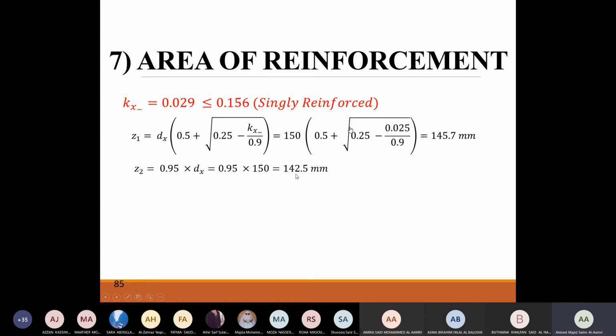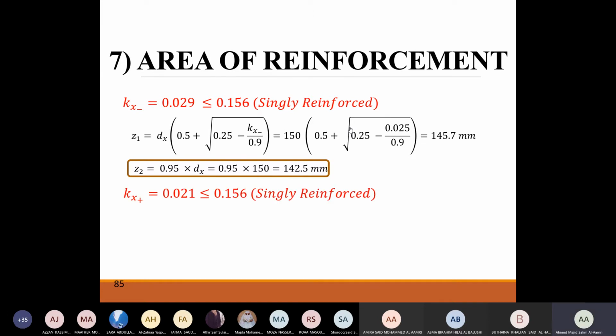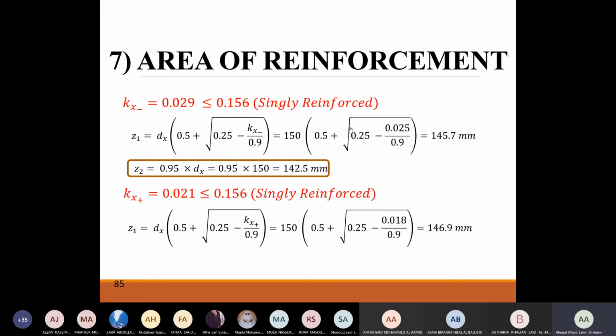Now we said which one to choose. Are we choosing the bigger one or the smaller one? We said the smaller one. So we are going to choose Z2. The same process is going to be followed for Kx positive. We check it with 0.156. For sure, it's going to be singly reinforced. We are going to calculate Z1 for it, we are going to calculate Z2 for it, and then we are going to choose the lesser of the two.